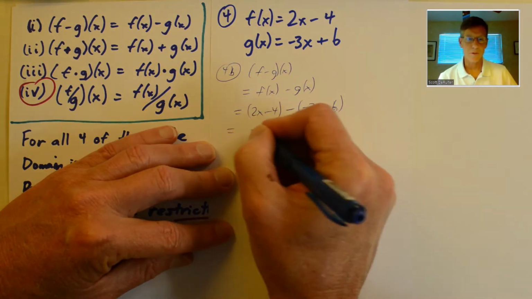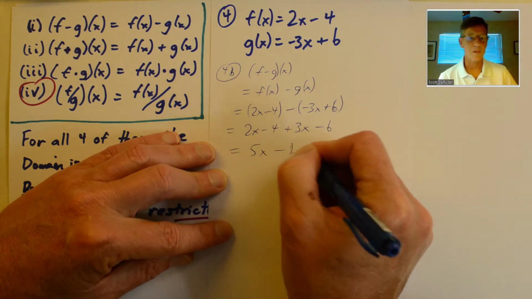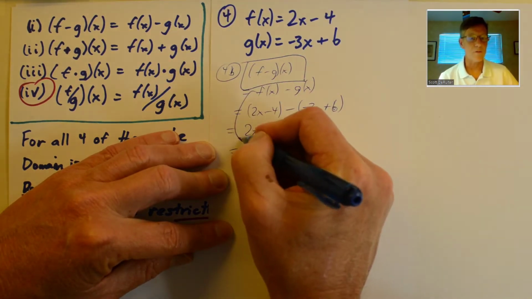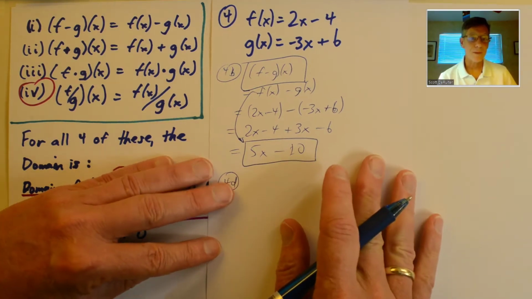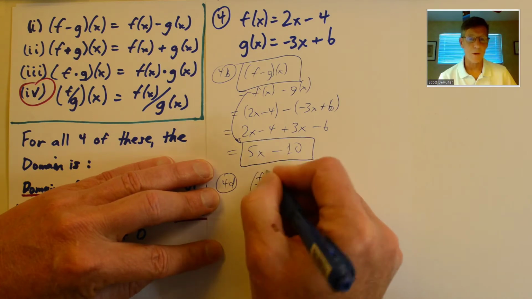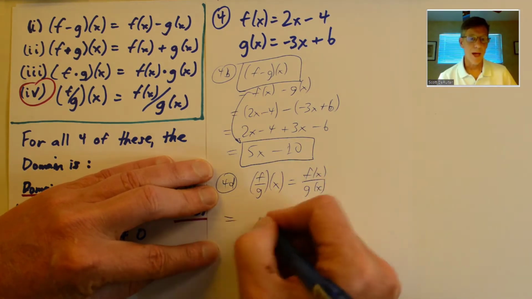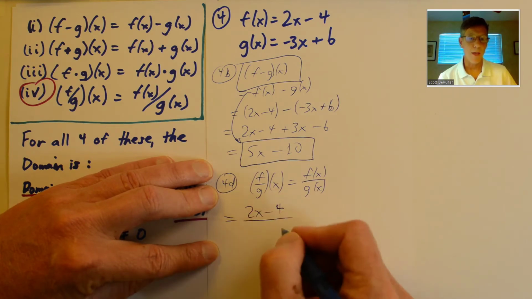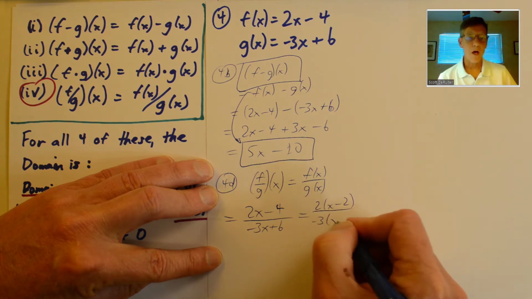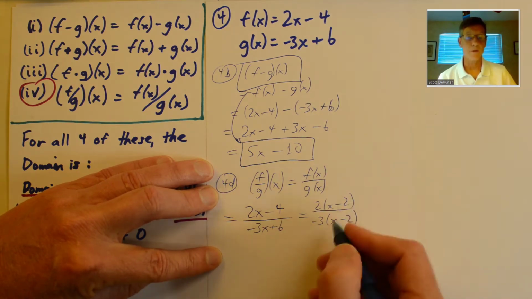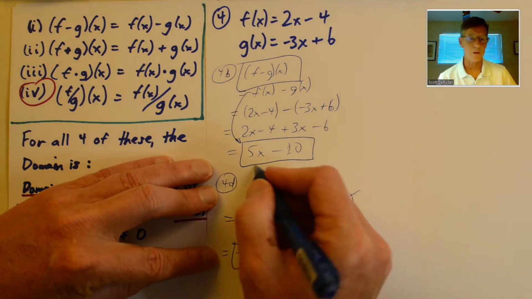and we can distribute that minus sign. We get the plus 3x minus 6, we simplify, and so there's the difference of the functions. If we move on to 4d, we'll take the quotient of the two functions, and we simplify, and we find that the numerator and the denominator are both factorable. And in fact, there's a common factor in the numerator and the denominator, so we eliminate those. And so the function simplifies nicely to just -2/3.